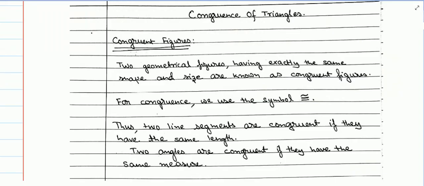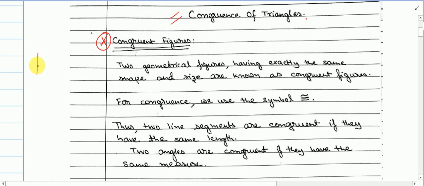Okay children, whatever we have discussed till now, you are not supposed to write those things. The first thing that you are going to write for this chapter is the heading: chapter 8, then triangles, and then congruence of triangles. Then you will write congruent figures. What are congruent figures? Two geometrical figures having exactly the same shape and size are known as congruent figures.